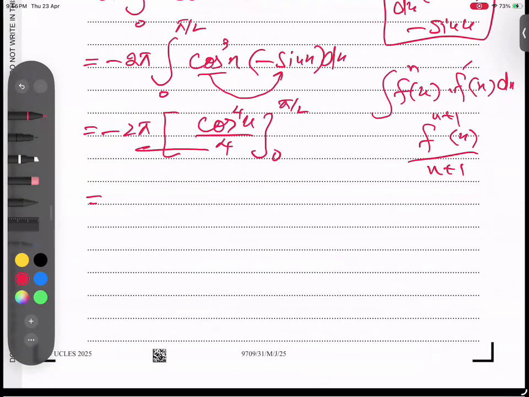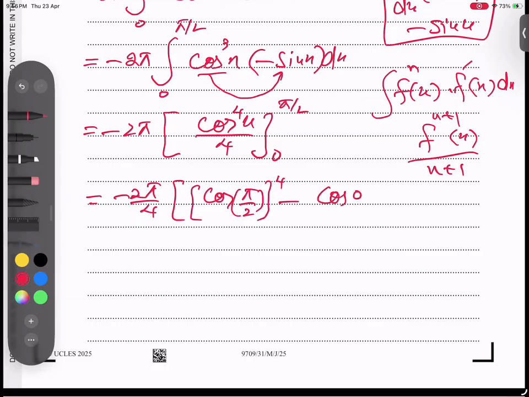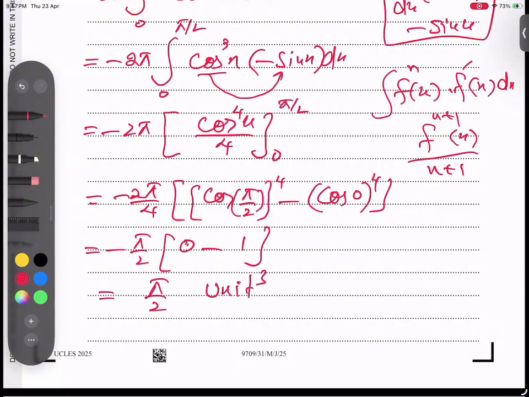Now we can do it. This 4 comes out. So I'm getting here, students, negative 2 pi by 4. Inside, I'm going to plug in cos pi by 2 and the whole power 4. Then I plug in cos 0 and the whole power 4. So if you look carefully, this becomes negative pi by 2 outside, and cos pi by 2 is 0, if you know. So this is 0. And cos 0 is 1, so we get this. Negative, negative, positive, so pi by 2 unit cube is the volume of my curve.